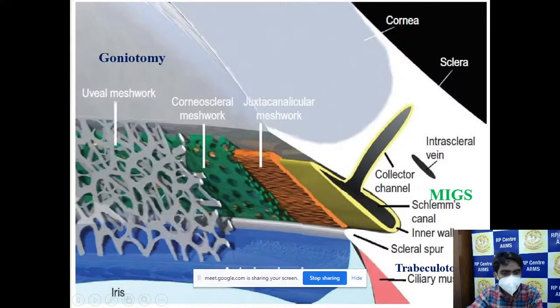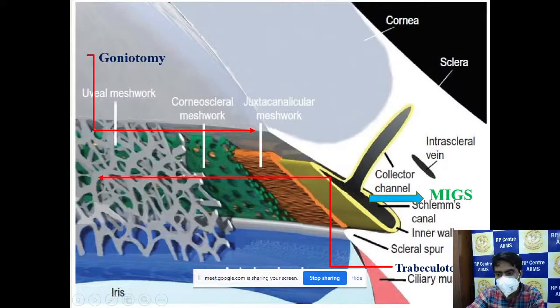This is the animated structure of goniotomy, where through the gonio lens we can see the angle from the anterior segment by placing some coupling fluid. Then we visualize the angle and tear the angle apart. Then coming to trabeculotomy, we introduce a nick from outside at the scleral spur, and through the nick we introduce into Schlemm's canal, and through that we tear all the trabecular meshwork apart and make 120 degrees of the angle open.